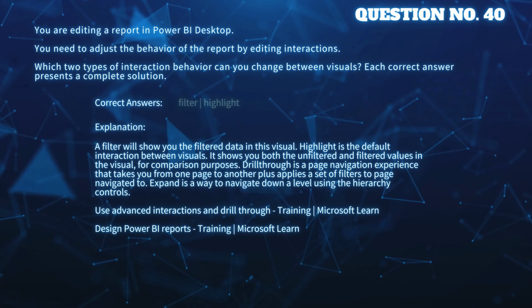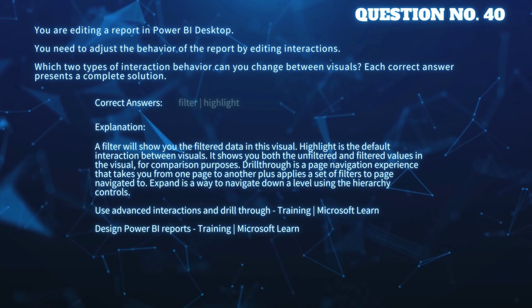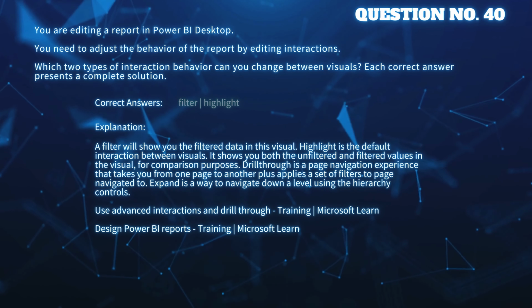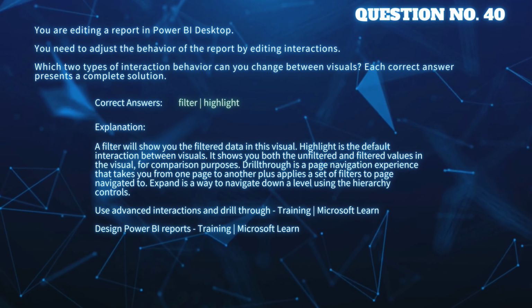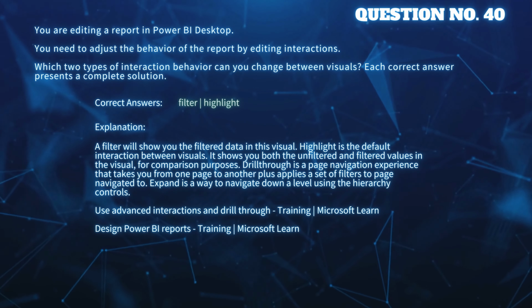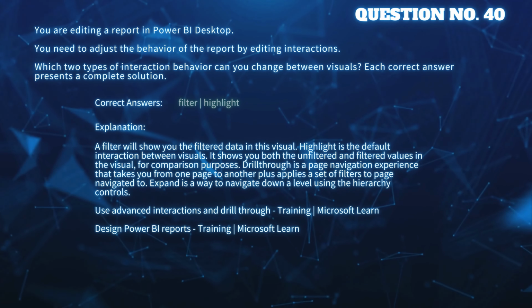Correct answers: filter, highlight. Explanation: a filter will show you the filtered data in this visual. Highlight is the default interaction between visuals. It shows you both the unfiltered and filtered values in the visual, for comparison.